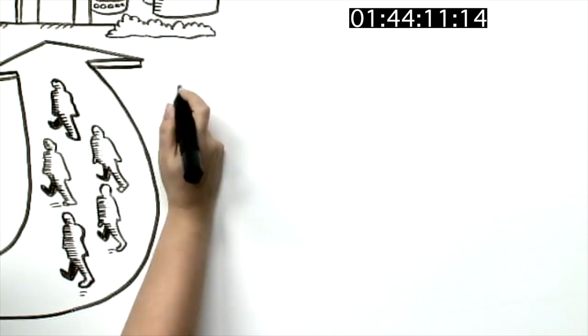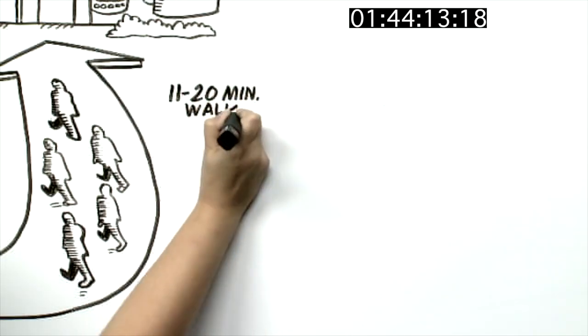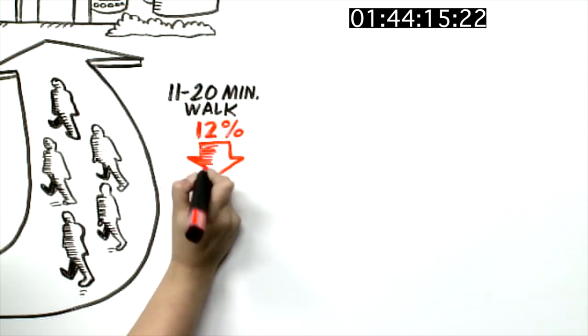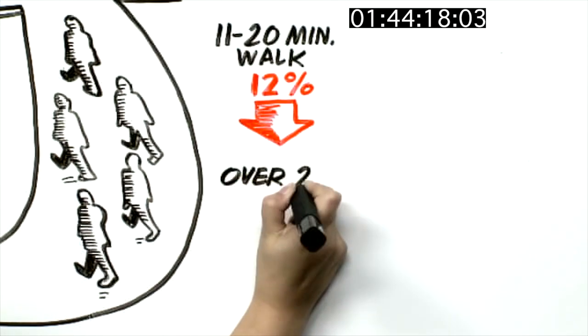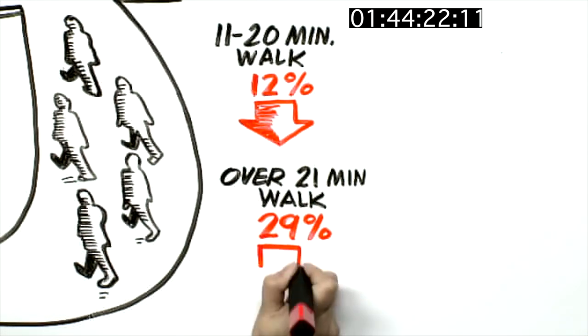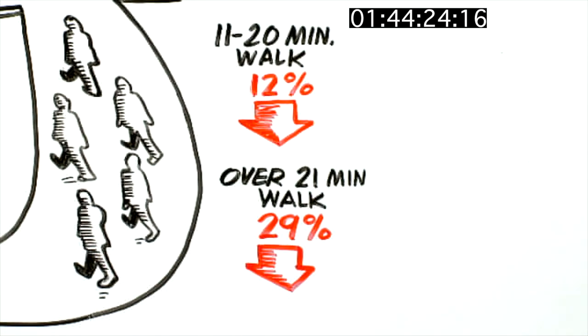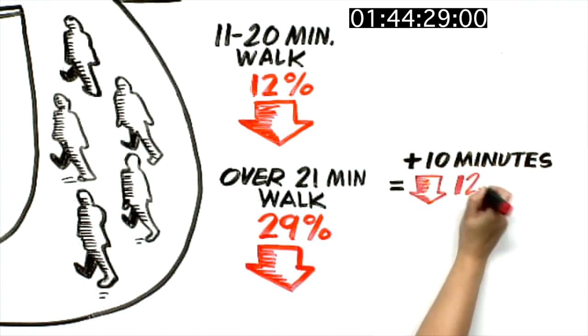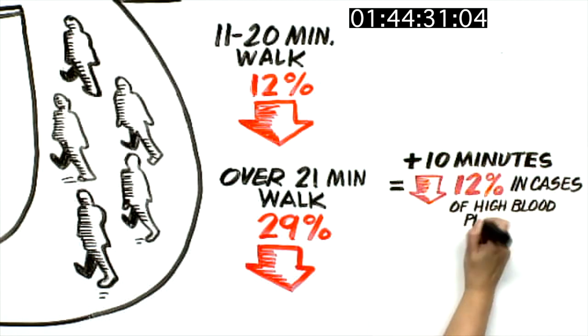And what they found is under a 10-minute walk, no difference. 11 to 20-minute walk, 12% reduction in rates of high blood pressure or hypertension. And over a 21-minute walk, a 29% decrease in rates of high blood pressure. So the authors calculated that for every increase of 10 minutes in your walk to work, there was a 12% reduction in the likelihood of getting high blood pressure.